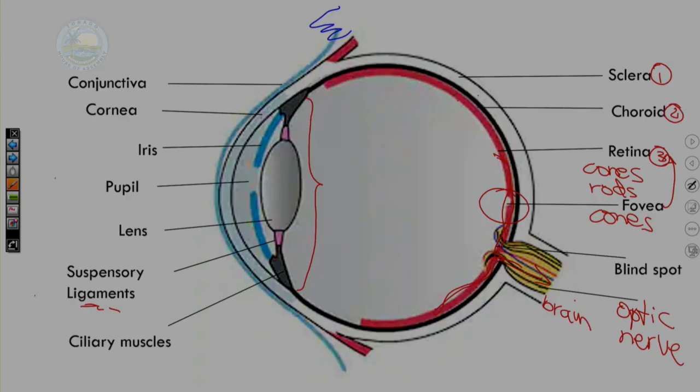And your blind spot is that central region in the back at the top of the optic nerve, and it has absolutely no rods or no cones. So it is not a light sensitive region. There are no rods, no cones, and anything that falls on that region will not be seen.